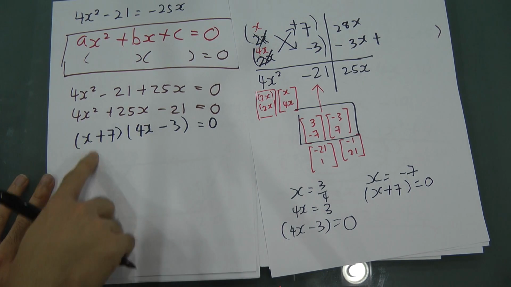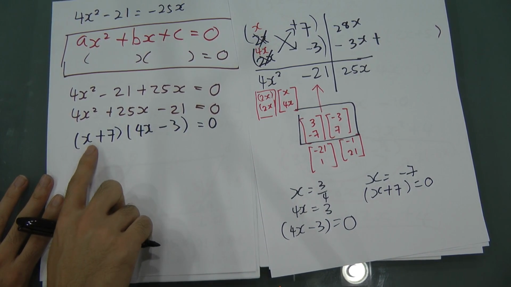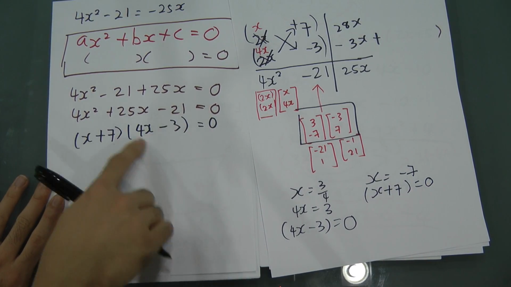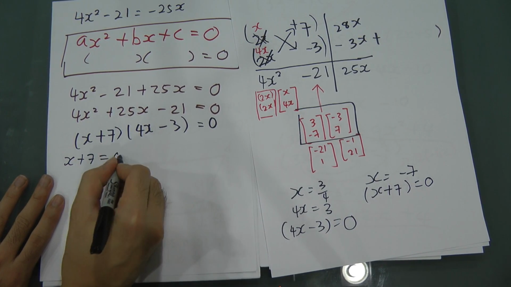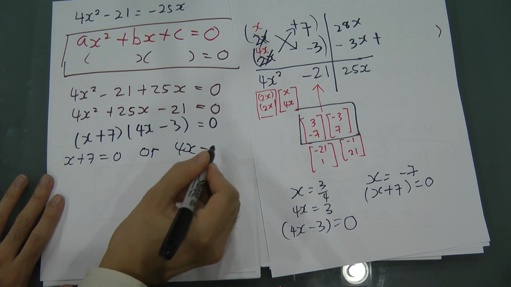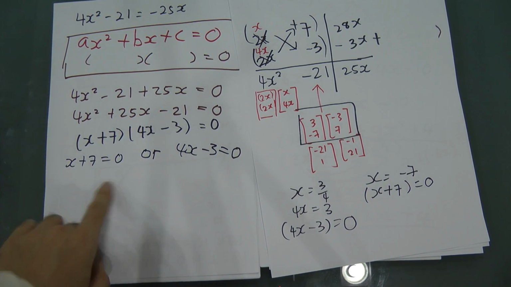What is the continuous step for this one? Because you haven't found x here if you didn't use the calculator. So this will mean x plus 7 will equal 0, or 4x minus 3 will equal 0. So I write x plus 7 will equal 0, and in the middle I write "or". Okay, 4x minus 3 will equal 0. Then here I have to find the value for x.